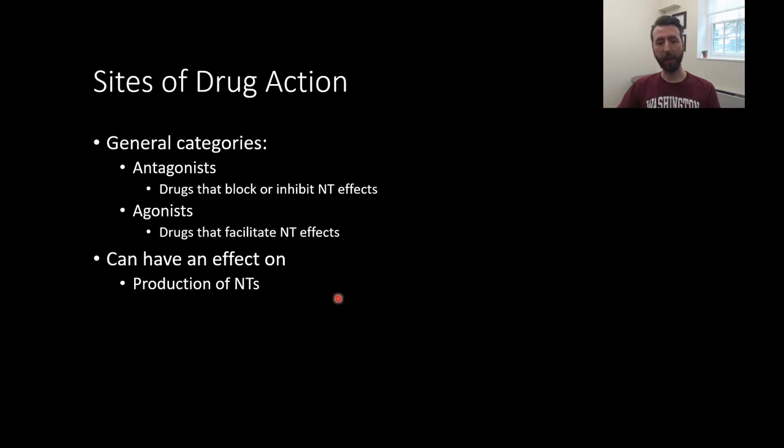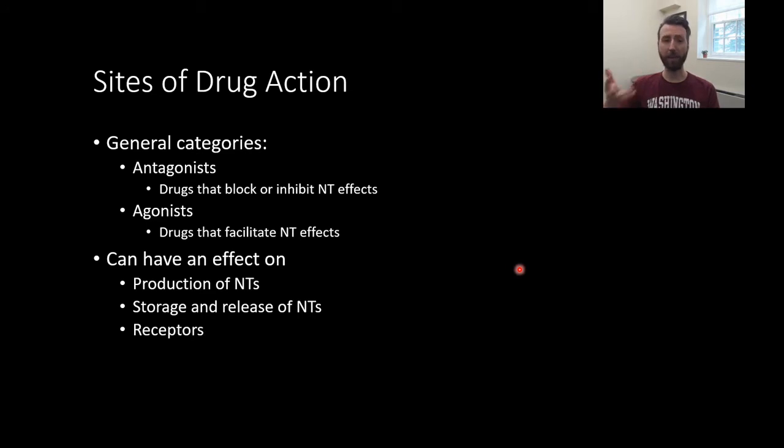They can influence the production of neurotransmitters, right? Neurotransmitters are made within your neurons, so drugs can increase or decrease the amount of neurotransmitter that is produced. Storage and release, right? Neurotransmitters have to be packaged into those vesicles and then released to have their effect. Drugs can prevent that process or they can facilitate that process.